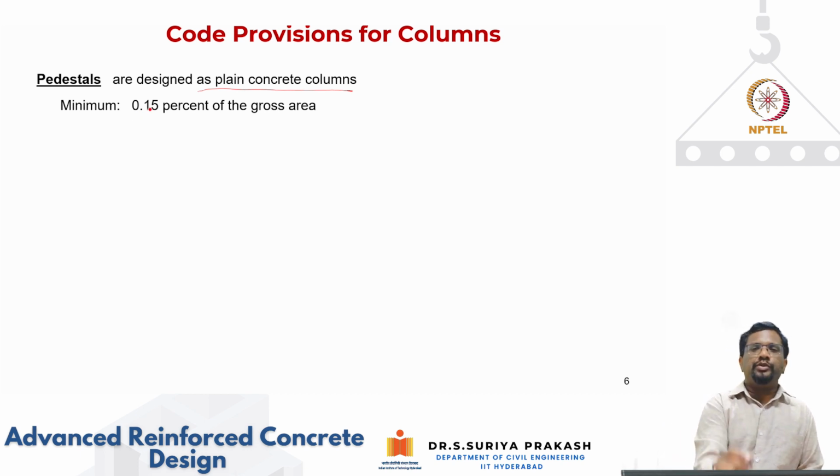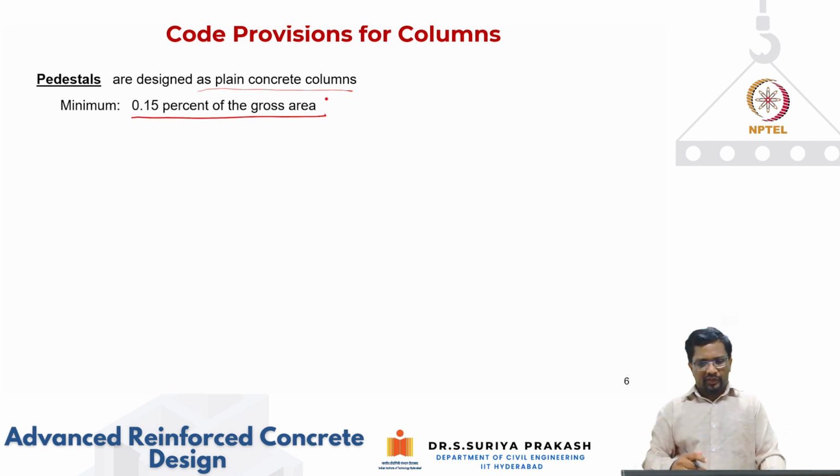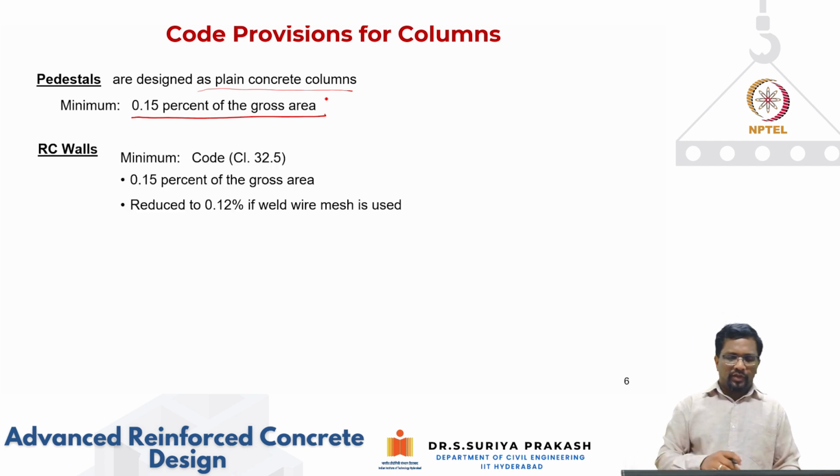So you can reduce the minimum reinforcement ratio to 0.15%. So that means 0.15 times your gross area as your longitudinal reinforcement requirement. Walls, again, reinforced concrete walls can be load bearing or shear walls. I think we will talk about shear wall in the coming part of the module.